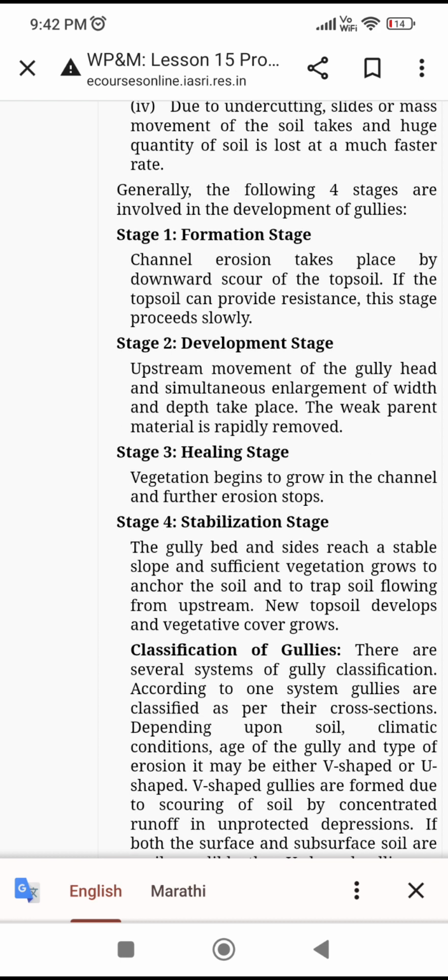So from an exam point of view, there is a chance they will ask what are the different four stages of development of gully and to arrange them in sequence. So first is formation, then development, then healing, and then stabilization.